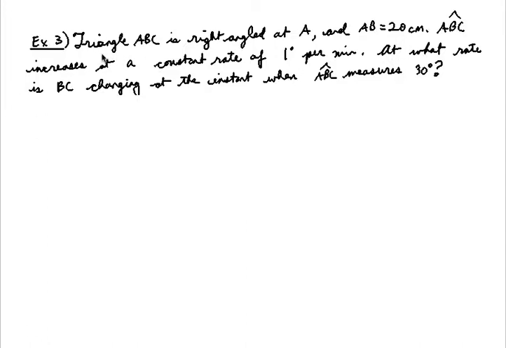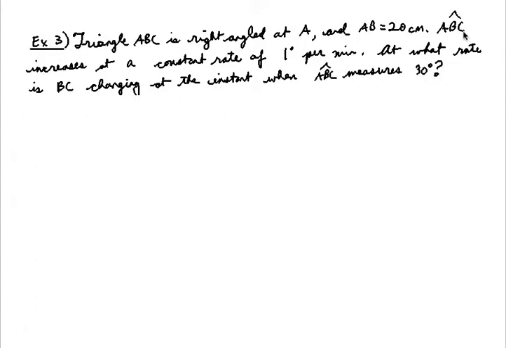Okay, one last example on related rates. Triangle ABC is a right-angled triangle at the angle A, and AB is 20 centimeters. The angle ABC increases at a constant rate of 1 degree per minute. At what rate is BC changing at the instant when the angle ABC measures 30 degrees?